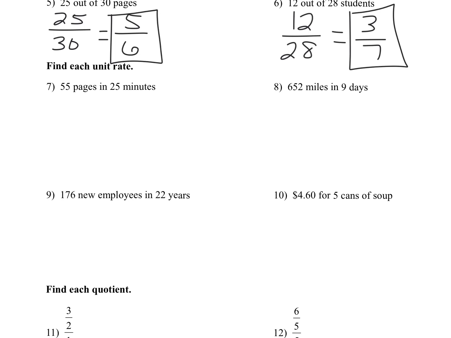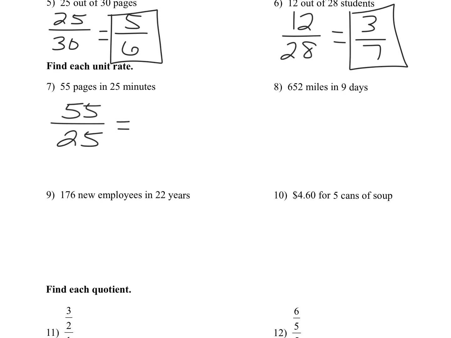So looking at number 7, it says 55 pages in 25 minutes. We want to know how many pages in 1 minute. Divide 55 by 25. So we need to start with ratios. Let's make a ratio. 55 pages in 25 minutes. How do I write that as a ratio? 55 over 25. What do we think we do with those two numbers? Divide them. We need to divide them to find the unit rate.